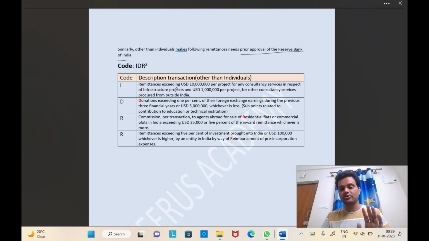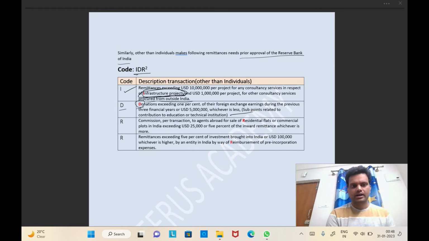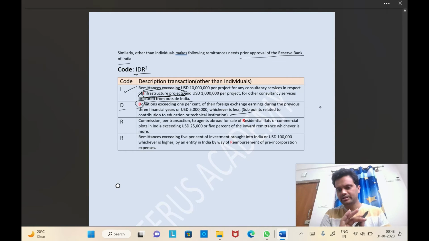The code for remittances other than individuals where it requires RBI approval is IDR. IDR, you might have studied in SFM, is Indian Depository Receipts, right? The only change is R comes two times, R square. The code I denotes infrastructure projects. They have given some limits here. For infrastructure projects, it is 10 million. For consultancy services, it is 1 million per project. Okay, that is the limit they have given.